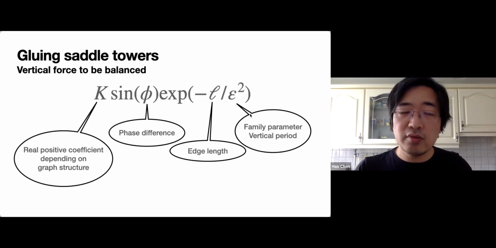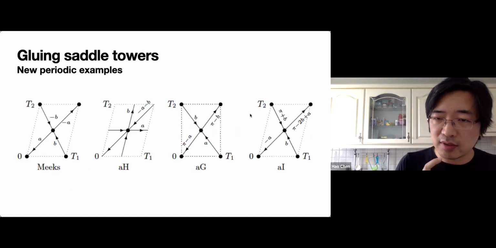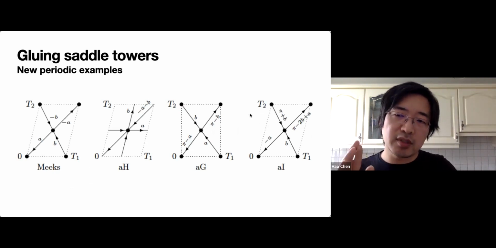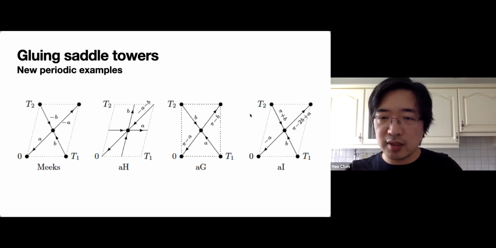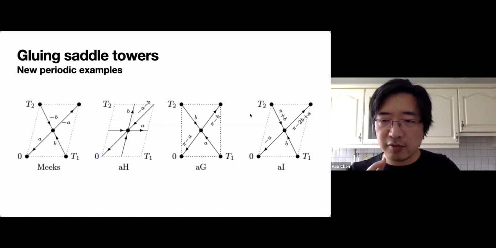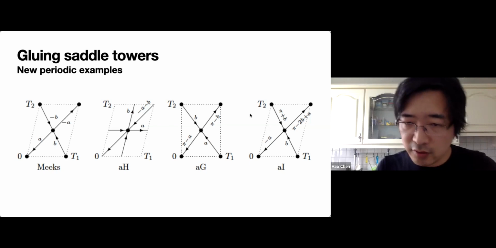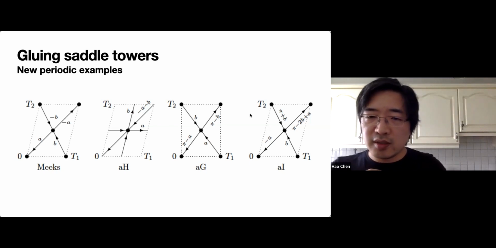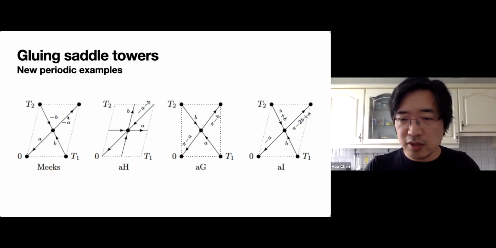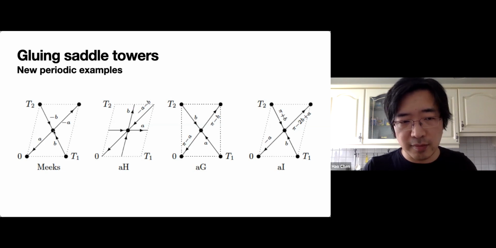And with this new balance condition, we have many new examples. For some reason, I'm most interested in periodic examples of genus 3. Here are all balanced configurations that could give rise to periodic minimal surfaces of genus 3. The labels on the directed edges indicate the phase difference of the ending saddle tower over the beginning saddle tower.